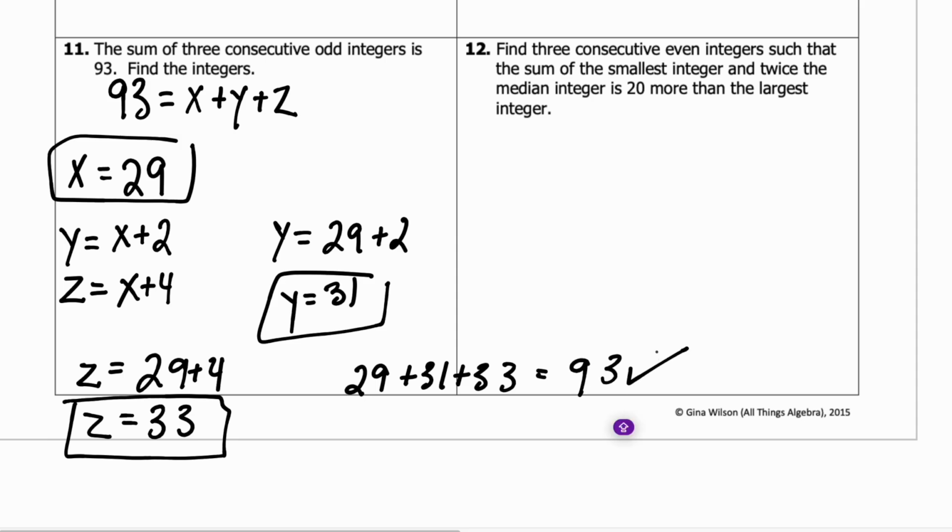93. All right, let's take a look at number 12, since you may be unfamiliar with this process, and this will be the last one we'll be going over.